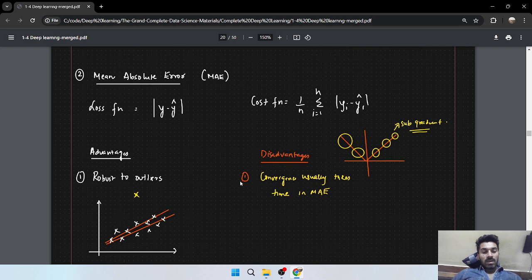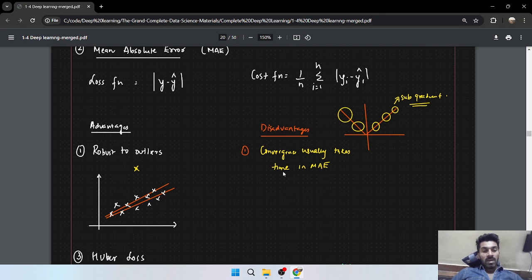Now it is somewhat advantageous. It's robust to outliers. How? Because here we are not squaring our error. Here we are taking only the mod, so that's why it is still somewhat tilted toward the outlier, but not as much, because here we are not squaring that error.